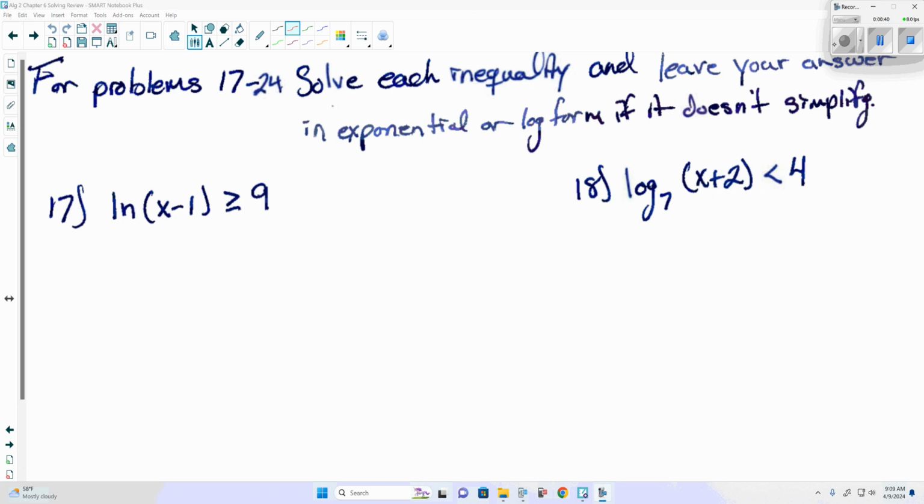I believe there are 24 or so. It's all solving. There is one bit at the end of 8 problems I did add in. We'll go over them here. They are very nice, very easy, just to give you all some extra points at the end. So the next set we're going to look at is inequalities. We want to solve these, and if we can't reduce them, we're going to leave them in exponential or logarithmic form.